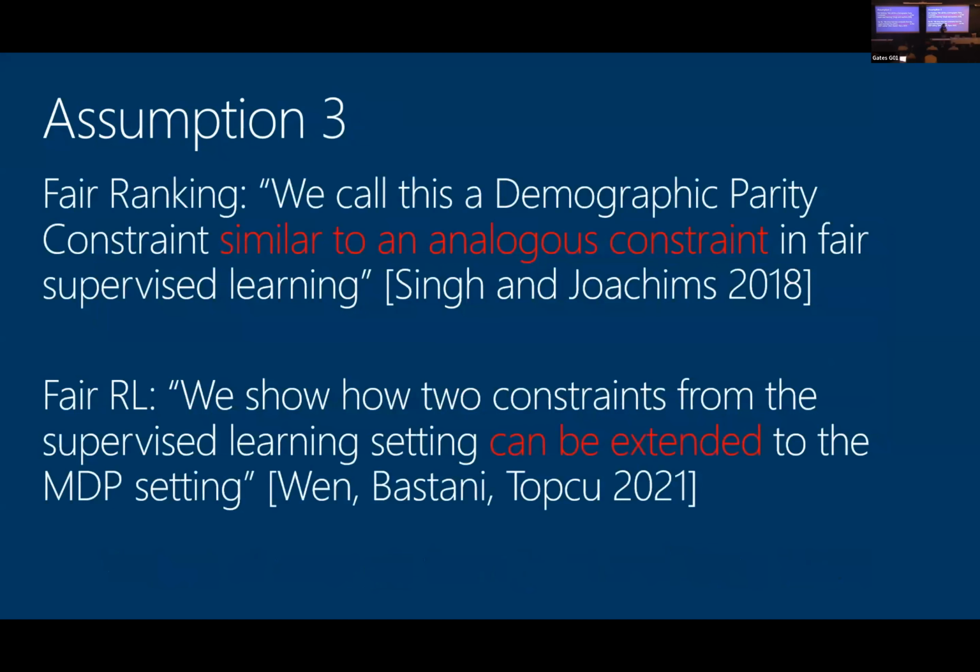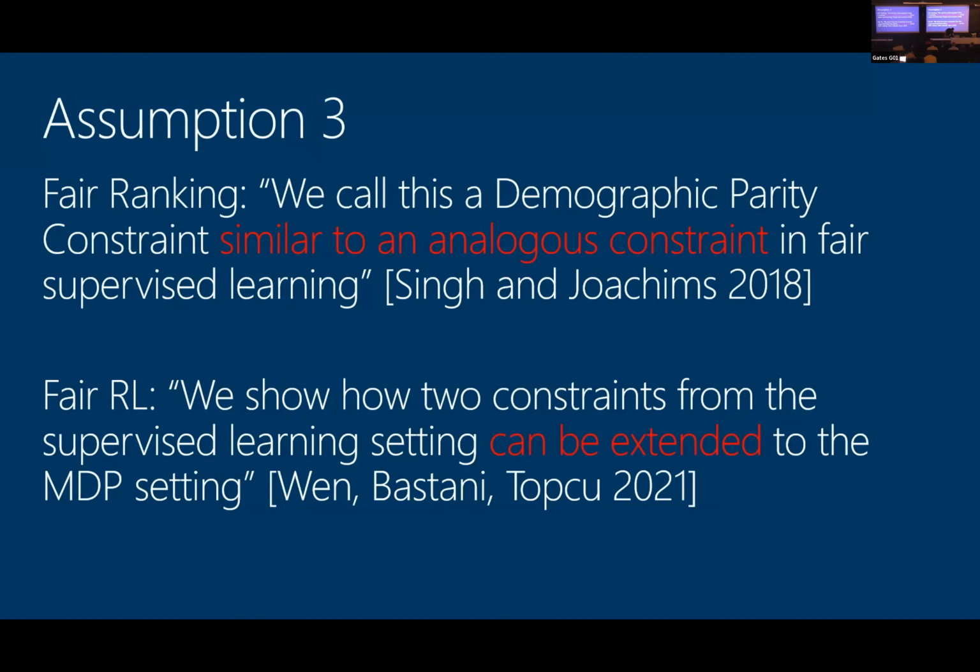And then, as I mentioned, there were too many examples to cite of cases where people ran into problems with the standard definitions and had to figure out something else, and that we were not the first to go on this journey. If you look at the papers in this literature, you will find many quotes like these, where they say something like, what we're imposing is similar to an analogous constraint from the classification literature, or you can take what they did in that literature and extend this star constraint. And these are examples from ranking and reinforcement learning.